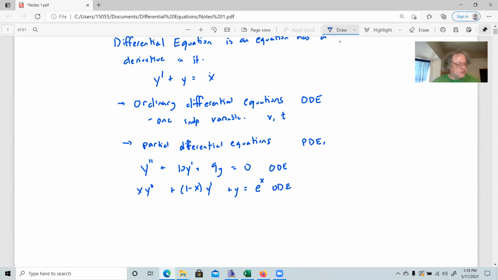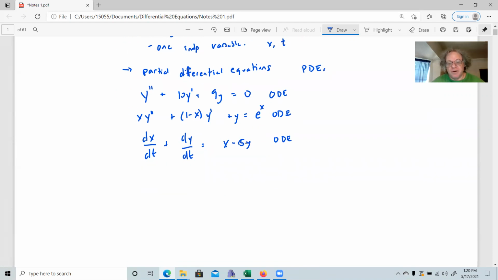If you contrast this with one more thing, just to make sure that we're doing this right: dx by dt plus dy by dt is equal to x minus 5y. Still an ODE, because even though we have two dependent variables, a function of x and a function of y, we're only taking derivatives with respect to t. Since we only have one independent variable, this is still an ordinary differential equation.